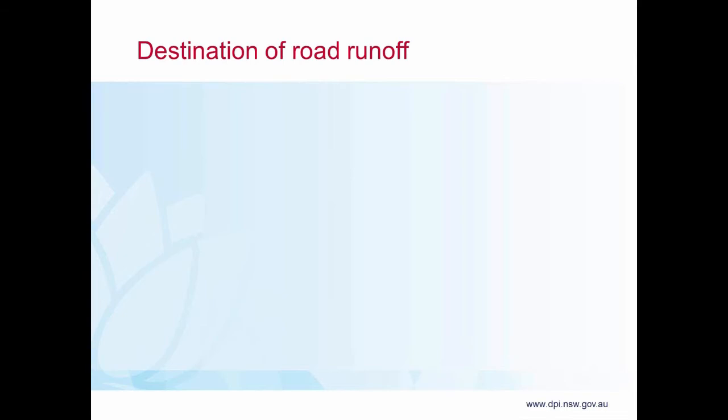So moving on, we've talked about soil erosion and its generation. One of the principal questions here is, what is the destination of road runoff? What are the different ways that runoff and sediment from a road can enter a stream? Well, there are a few different possible outcomes here.